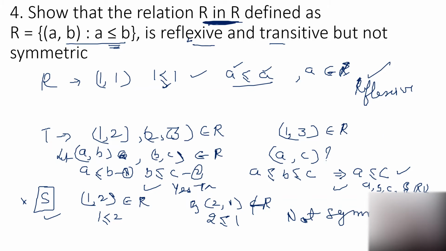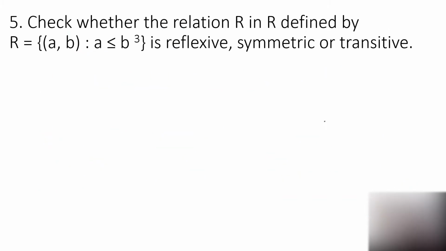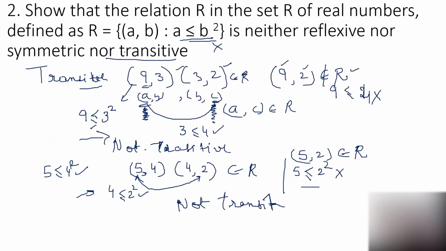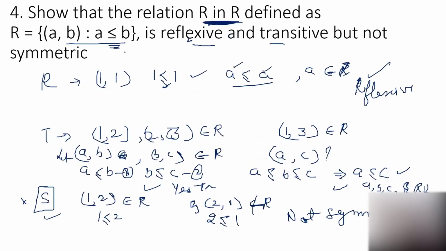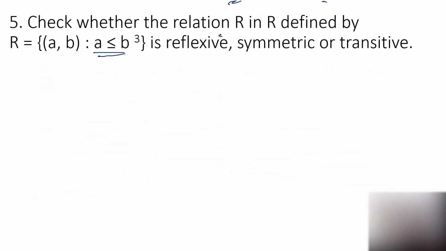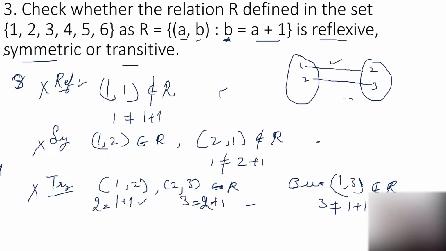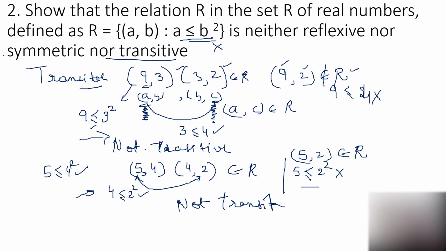Let's go to the next example. Next question: check whether the relation defined on R as a is less than or equal to a cube is reflexive. This is the same as we have done for square. We need to check whether it is reflexive, symmetric, or transitive. There we were supposed to show that it is neither reflexive nor symmetric nor transitive.